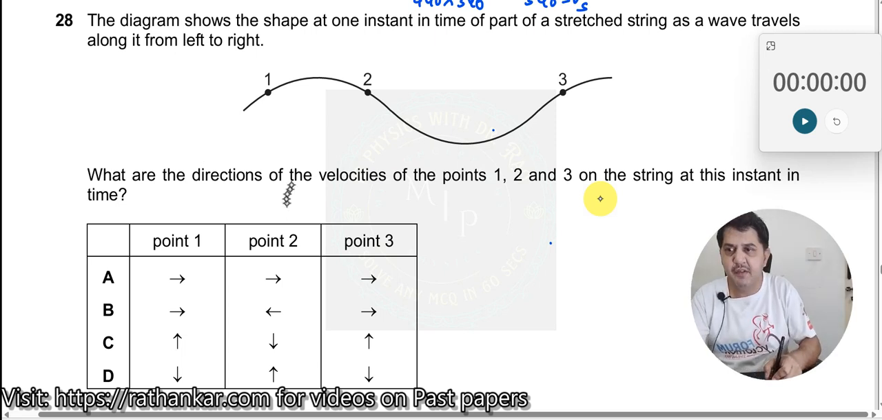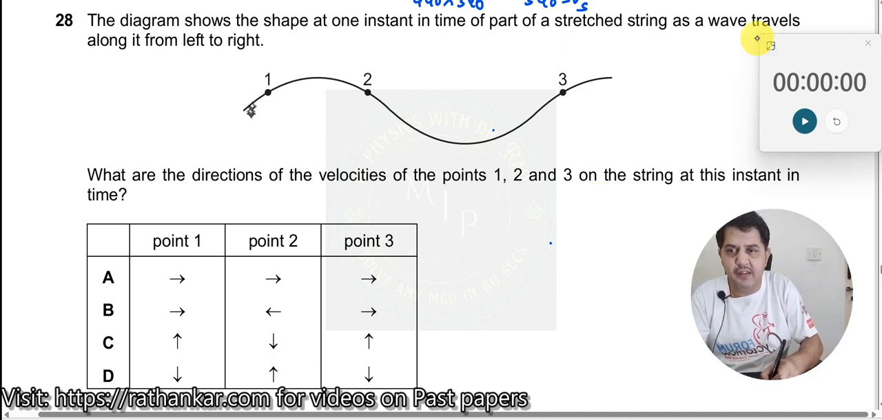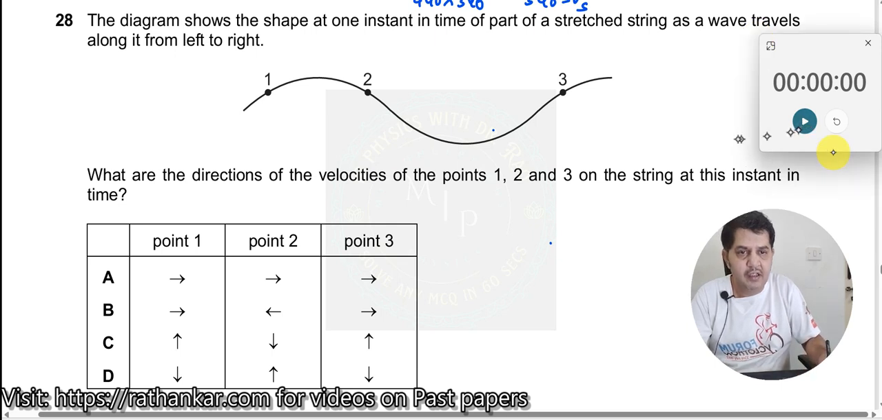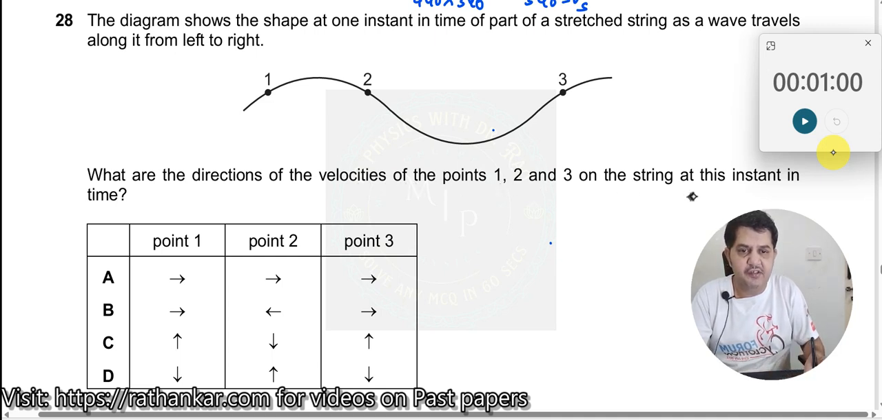Okay, question number 28. The diagram shows the shape at one instant in time of the part of a stretched wave as a wave travels along it from left to right. So, this is a wave which is traveling like this, and there are 3 points shown in the wave. What are the directions of the velocities of the points 1, 2 and 3 on the string at this instant in time? You need to find out what are the velocities of 1, 2 and 3.